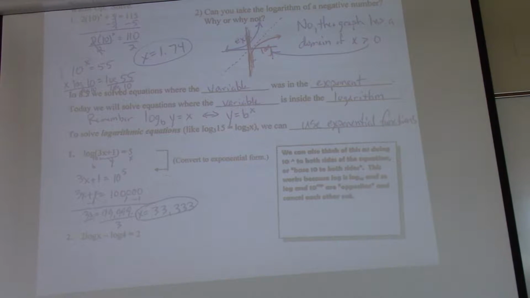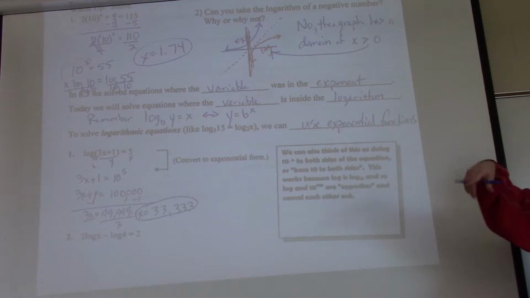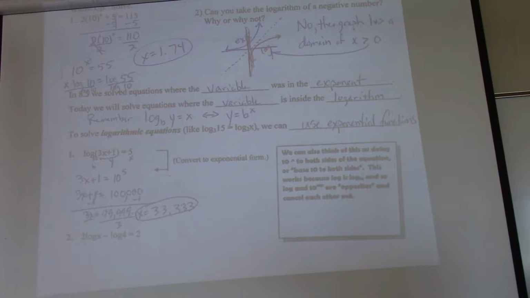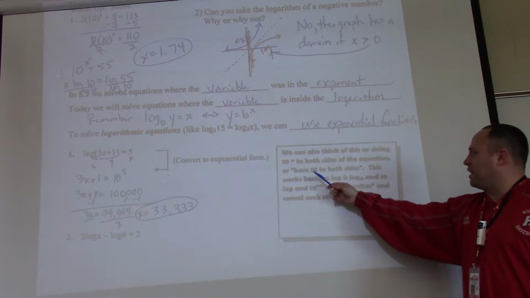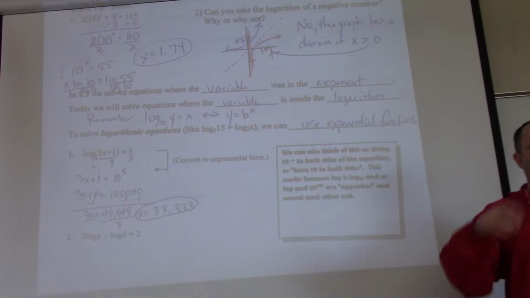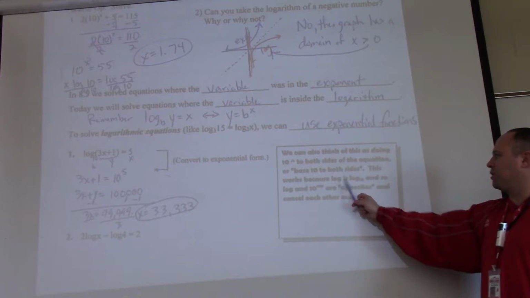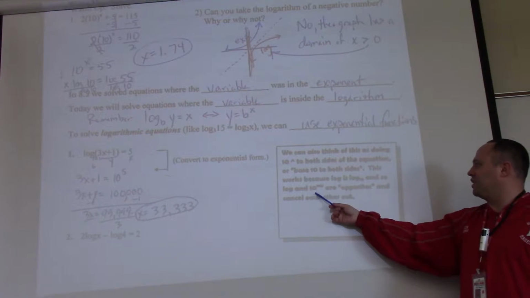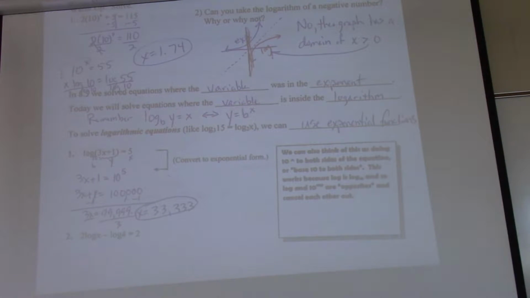So that's the first way to do it. Okay? There is another way, which ends up still getting the same answer, obviously. But we're going to talk about it here. We can also think of this as doing 10 to the power of whatever it says to both sides. Not to the 10th power, 10 to the power of. And because the base is 10, if the base was 4, I'd go 4 to the power of. If the base was 2, I'd go 2 to the power of, and so on. This works because log base 10 and 10 to the power of are opposites, and they cancel each other out. Let me show you what I mean.